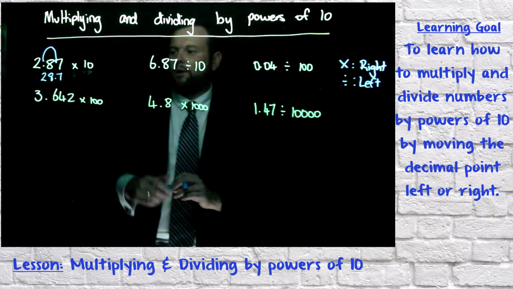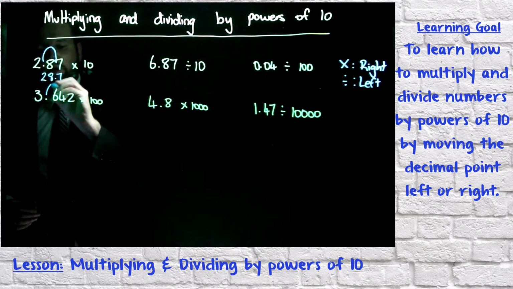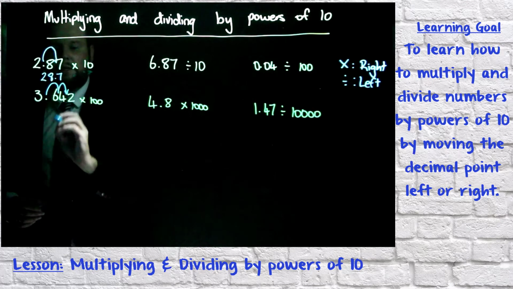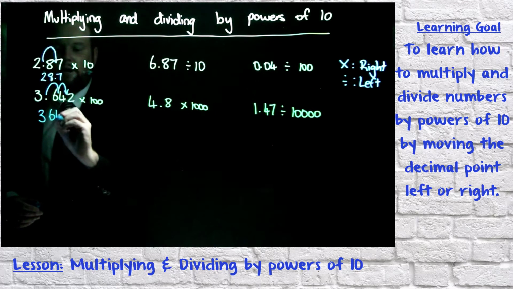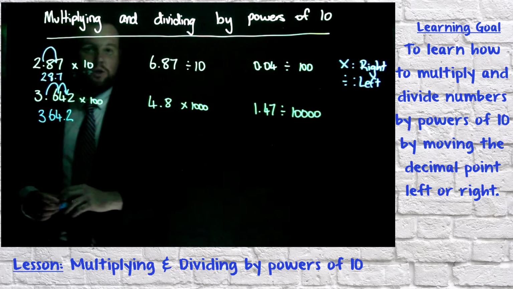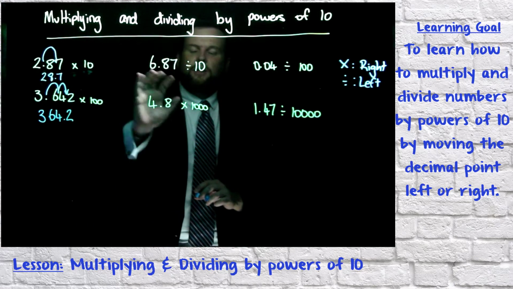Okay, this one here, we're multiplying by 100. So I have 2 zeros, so I need to move my decimal point 2 places to the right to give us 364.2.